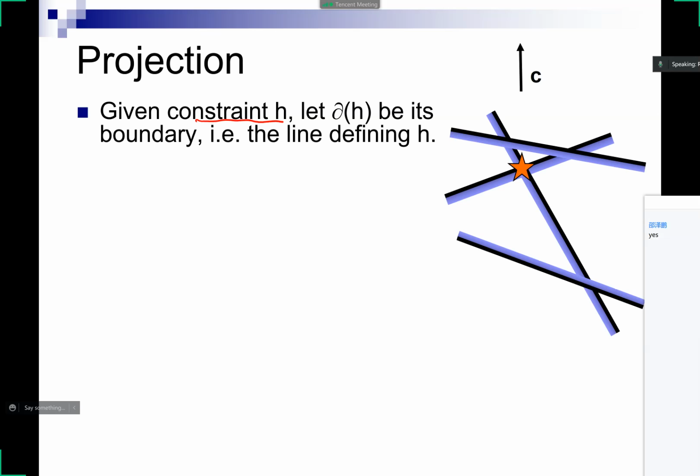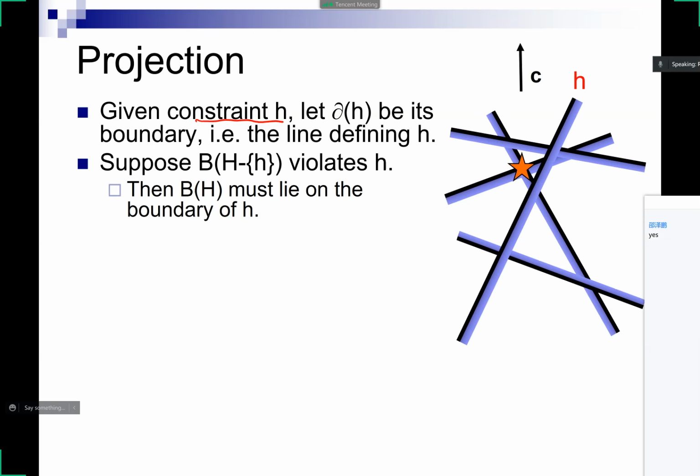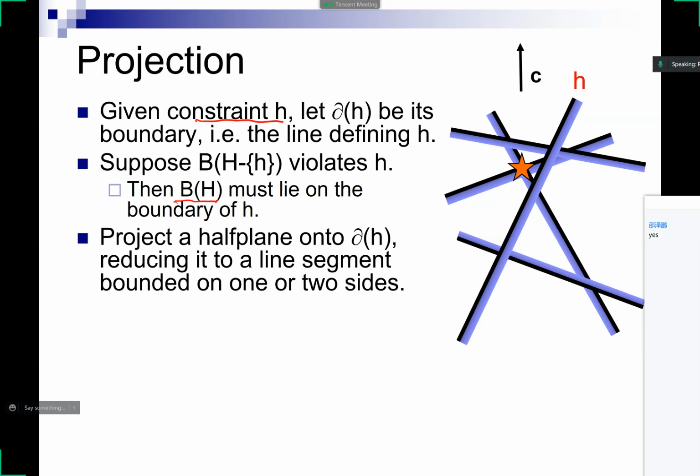So all these black lines are boundaries. Okay, and now suppose you have an optimum which violates some constraint h. Then we know that the optimum for b of h has to lie on the boundary. Right? The optimum has to be over here. And so what we're going to do is take all of these other constraints and project them onto h, onto the boundary of h.